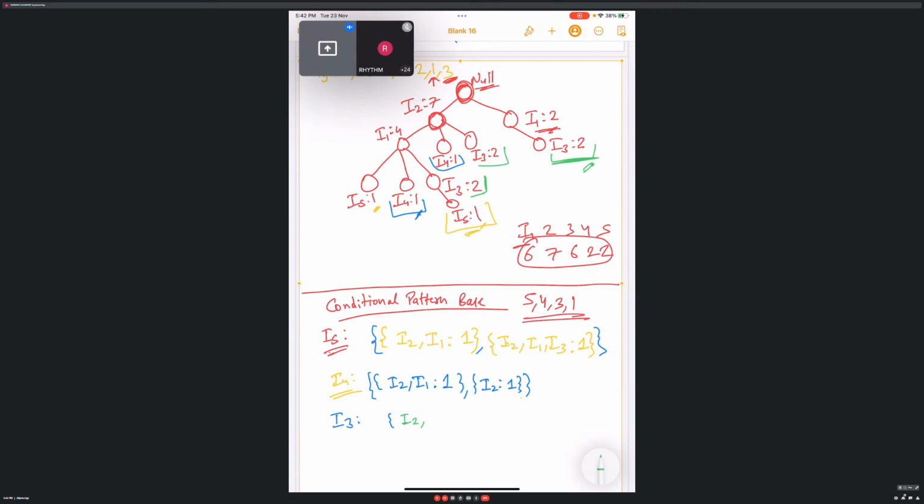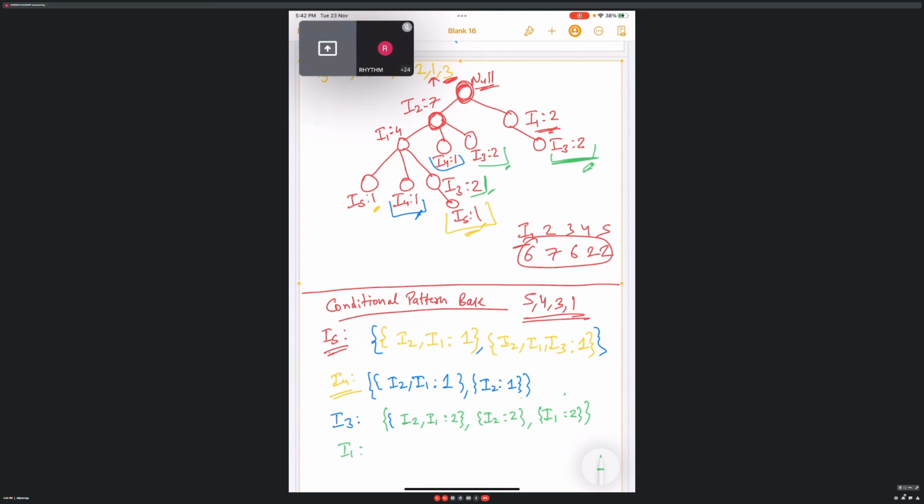I2, I1, and your support will be 2. Now next is I3 here. I2 and occurrence is 2. Sorry, right. Now next is here. I1, I1, and occurrence is 2. Okay.